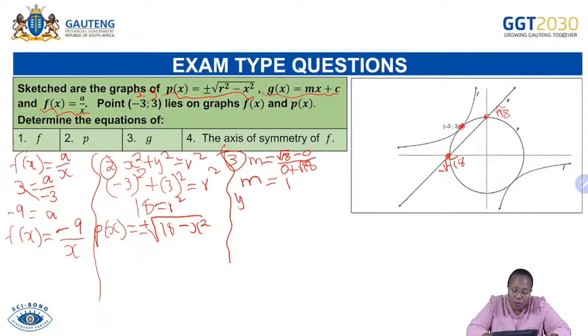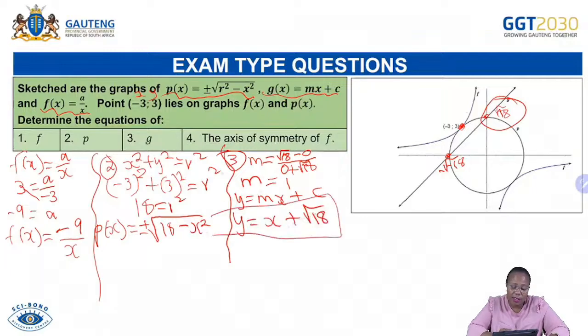And then now we go y equal to mx plus c, and then we substitute the gradient and the point. But we have the intercept, which is square root 18 there. We can just put that y is equal to x, and our c is the square root of 18. Remember, c is your y-intercept of that graph. That is the equation of that particular graph.